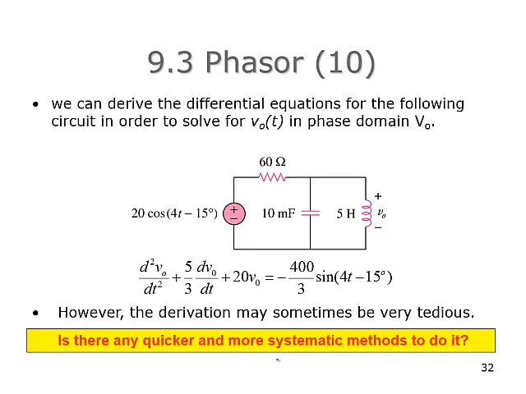So this slide shows you the alternative in case you're having a little resistance with this idea of phasors. Suppose you don't want to use phasors. You could derive the differential equation for these circuits, which in this case is a second order circuit. You have a second order differential equation, if you're driving it with a sine wave.